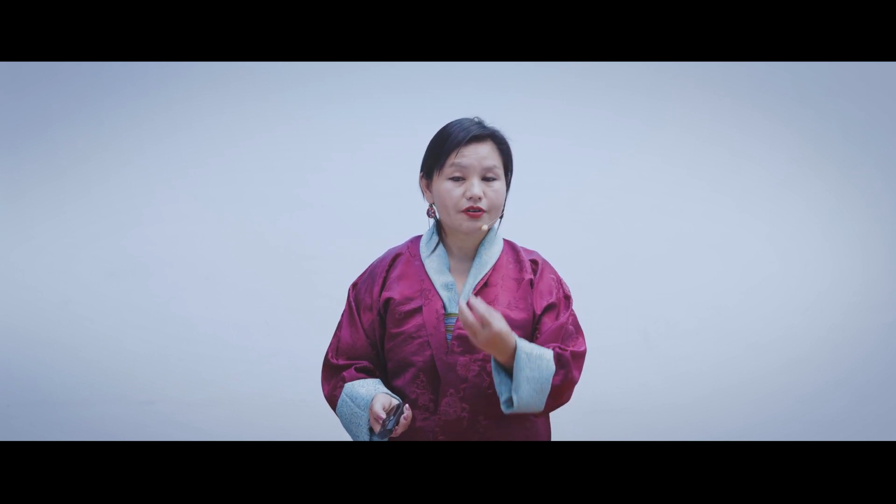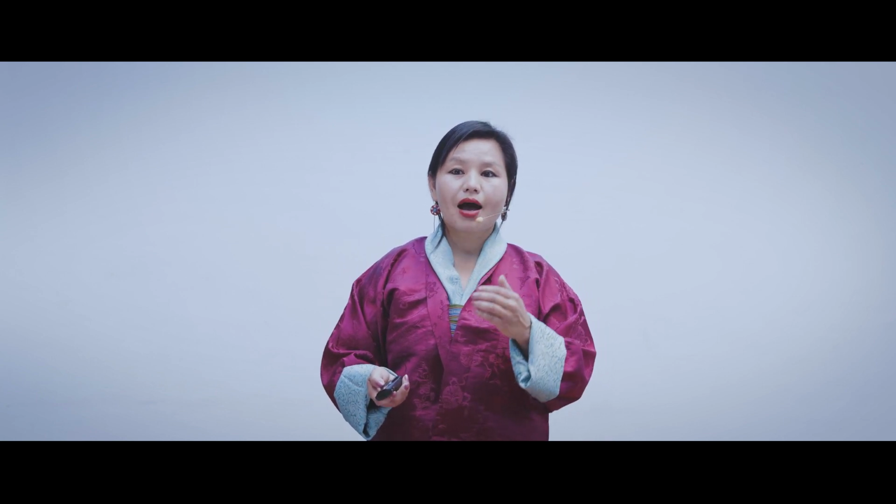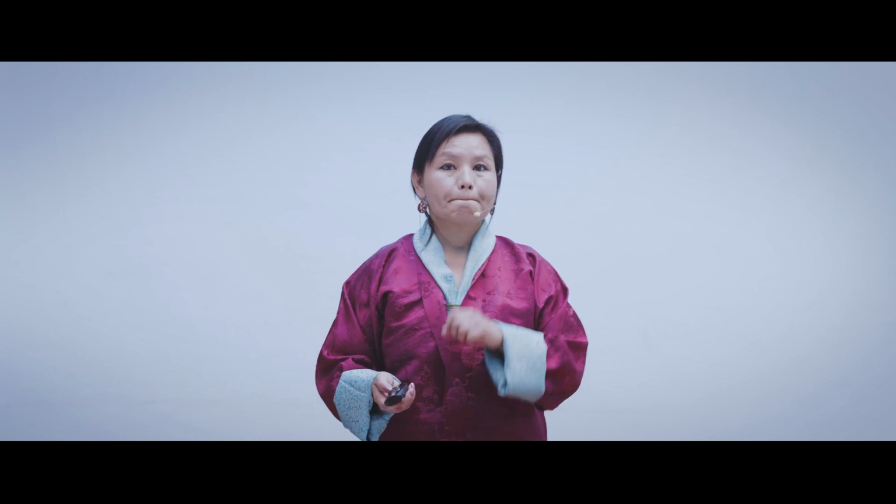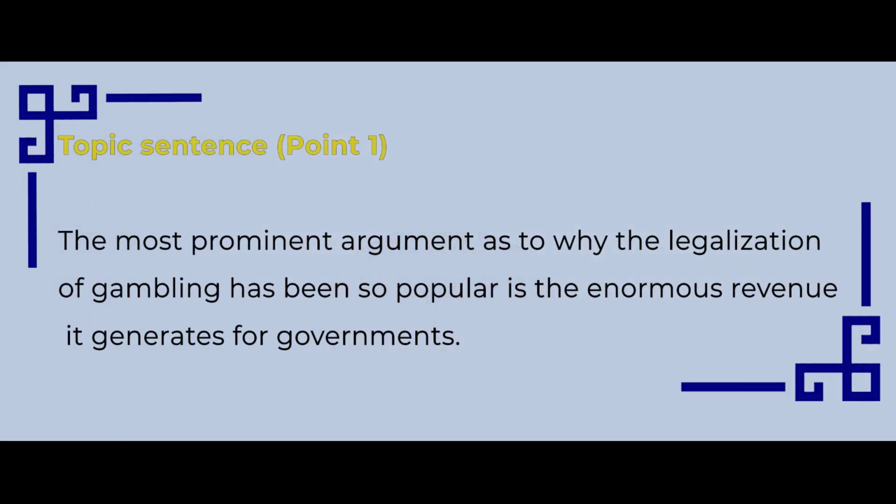Just like, when you deliver a speech in your morning assembly, you say, the topic of my speech is this. So the moment the audience hear about the topic of your speech, they understand, okay, this is what the delivery is going to talk about. So exactly, your topic sentence gives out the overall idea of the paragraph. Now let us see the topic sentence for this essay. The most prominent argument as to why legalization of gambling has been so popular is the enormous revenue it generates for the government. See, the enormous revenue it generates for the government. That is the pro point one out here.